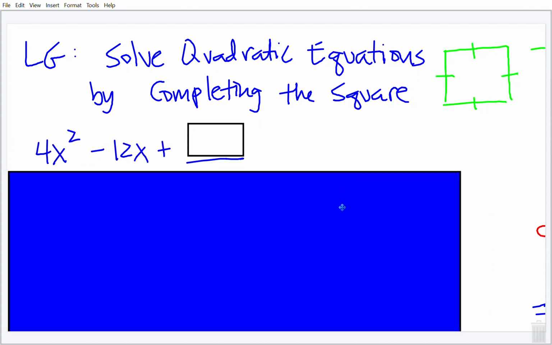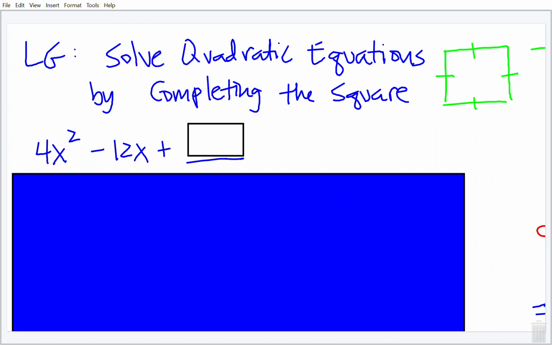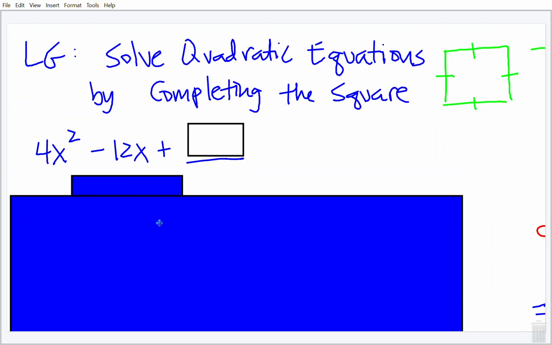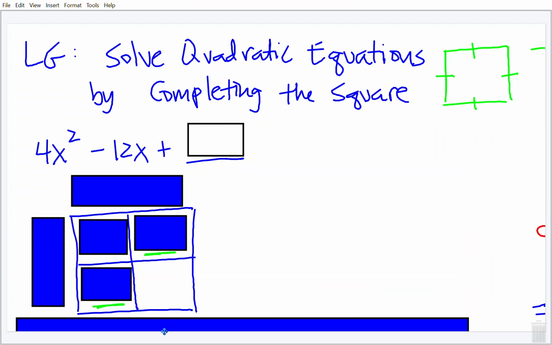In our example, we've got the quadratic expression 4x squared minus 12x plus blank. Our goal here is to fill in the missing blank for the constant term. We know that the quadratic term is 4x squared. We know that the linear term is negative 12x, but we're missing the constant term. In order to do this, we're going to use the area model, but in a slightly different way than when we factored.